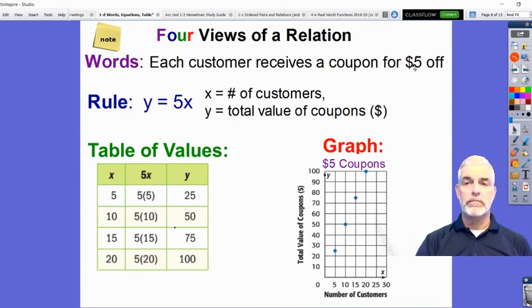This is a separate example. This is one that's used in the 8th grade textbook. Each customer receives a coupon for $5 off. Define your variables, input and output variables, and write a rule or an equation. Right? This is for the total amount of the coupons. The total value of the coupons is 5 times the number of customers. Make your table and make your graph. Okay? The 4 representations or 4 views of a relation.